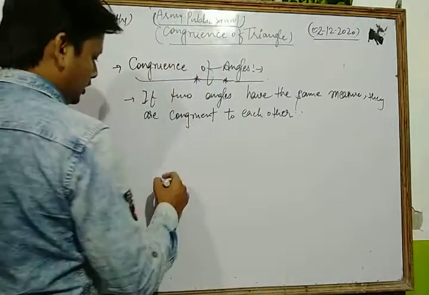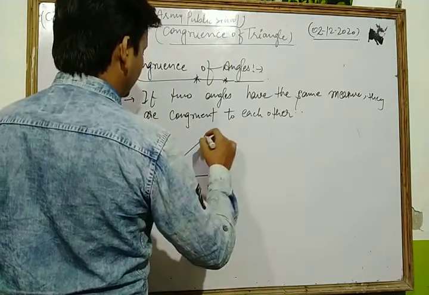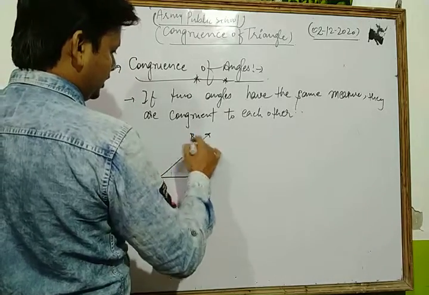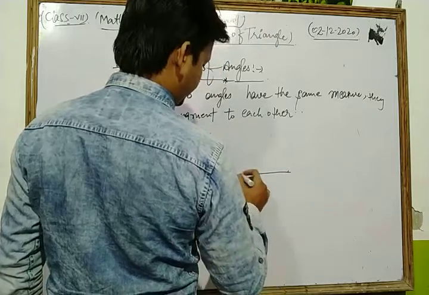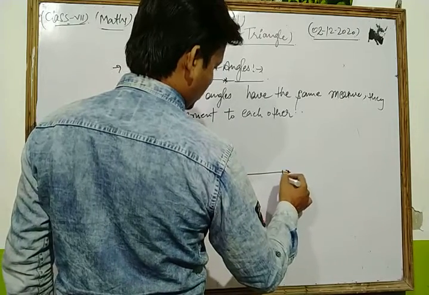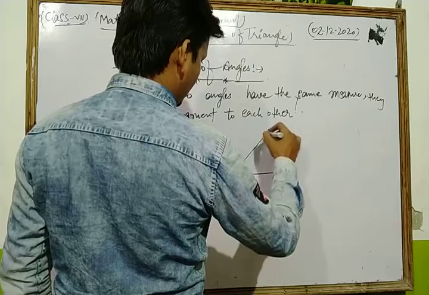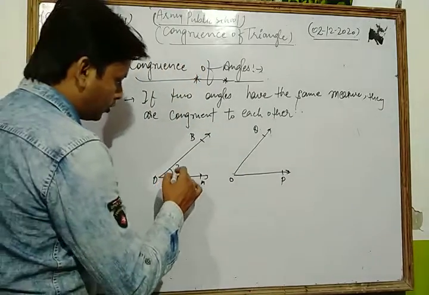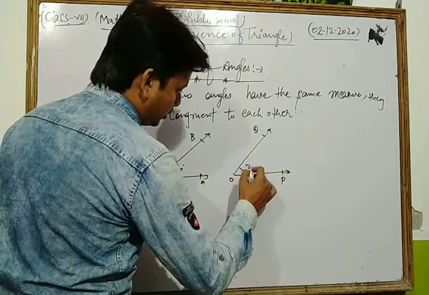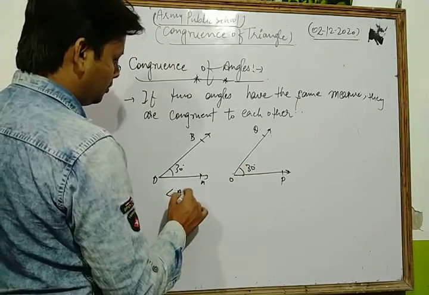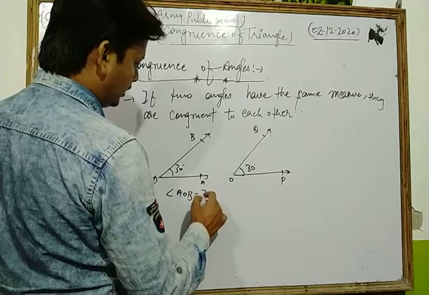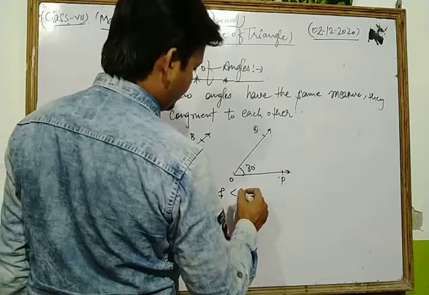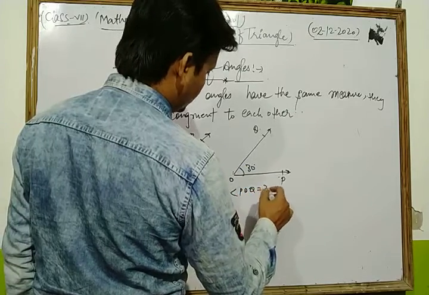Suppose that if we draw two angles, you already know about the angles. Suppose here this is ray OA and OB, and here this is ray OP and OQ. Now let both equal 30 degrees, which means angle AOB is 30 degrees as well as angle POQ is also 30 degrees.